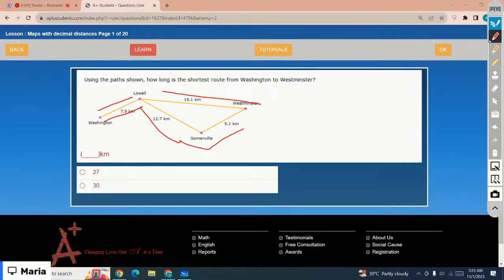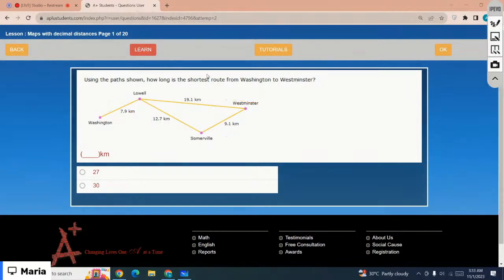Let's just see. I think 19.1 and 7.9. Let's add 19.1 and 7.9. That would be the shortest one. 19.1 plus 7.9, that is 27. So this is the shortest one, right? You go from Washington to Lowell and then Westminster. That would be the shortest route. So the correct option is 27.